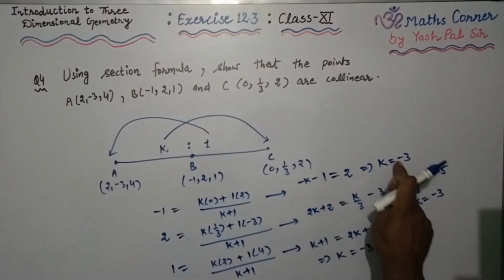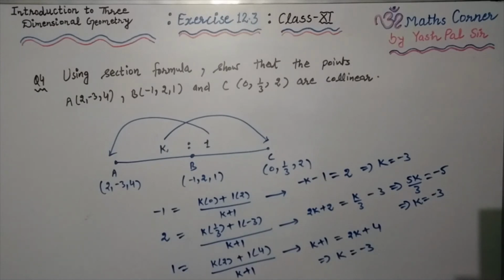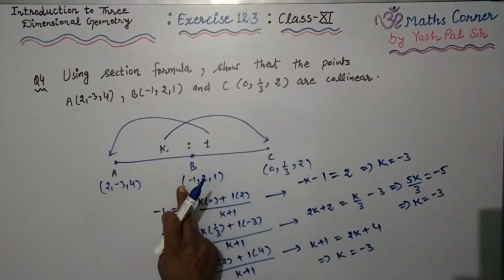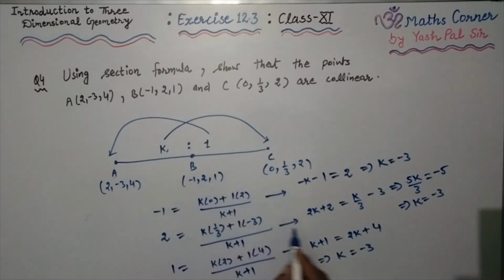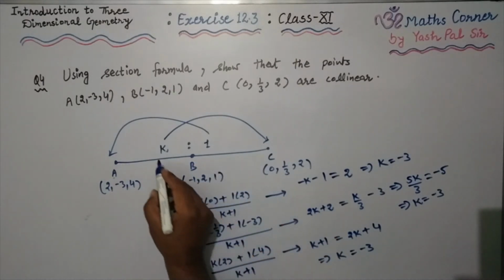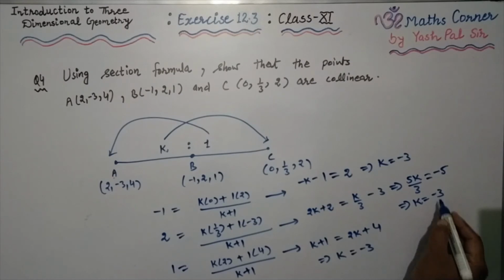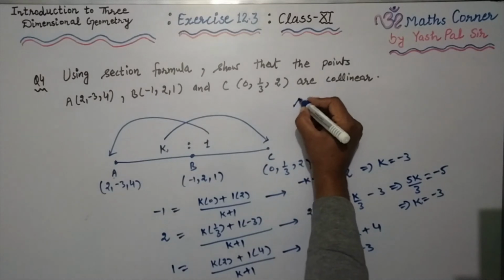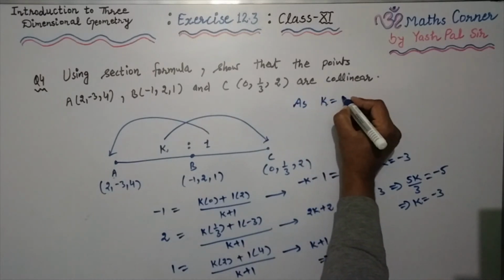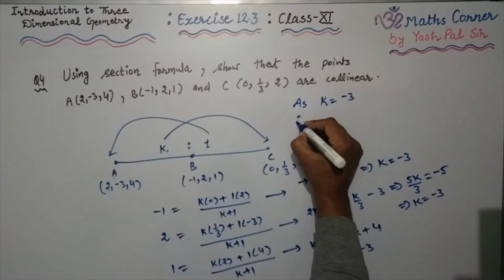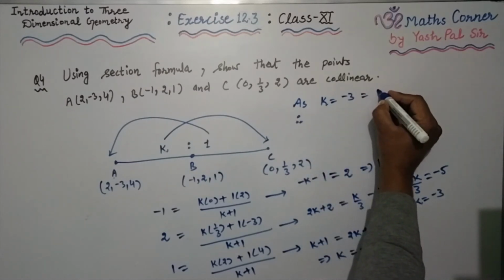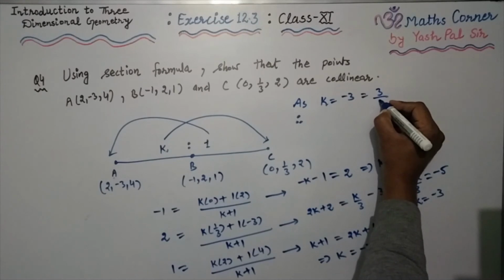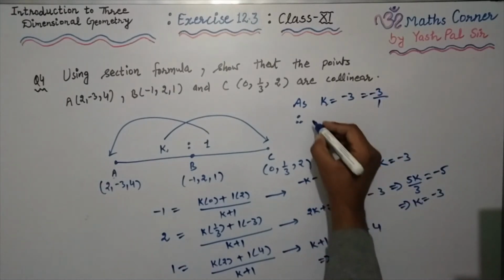So we see that in each case the value of k is same. That is, B point divides AC in the ratio of 3:1 externally, because this is minus sign here. Okay, so as k is equal to -3, this can be written as 3 divide 1, -3 upon 1.